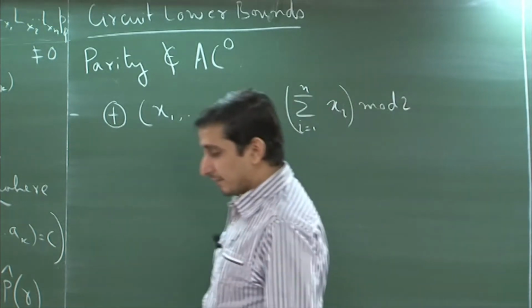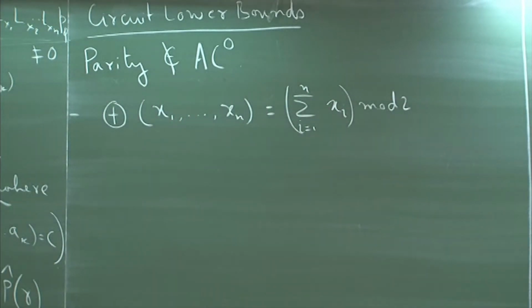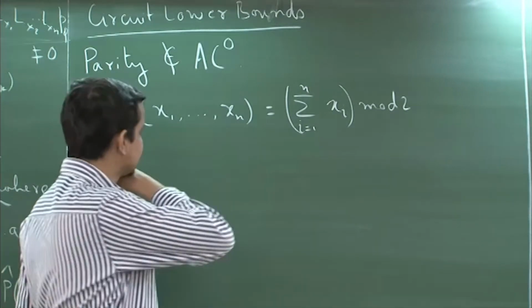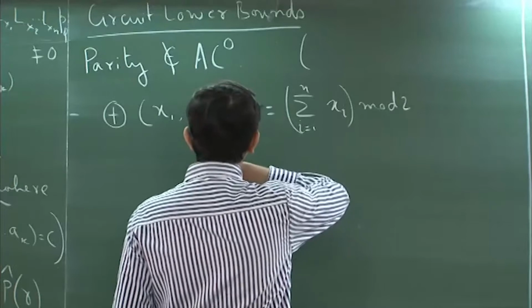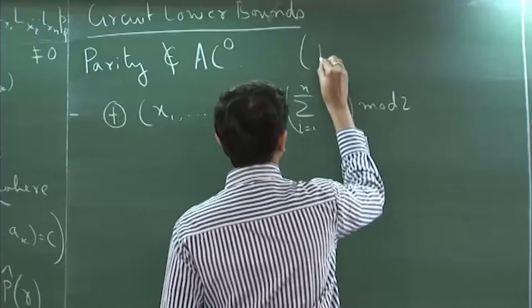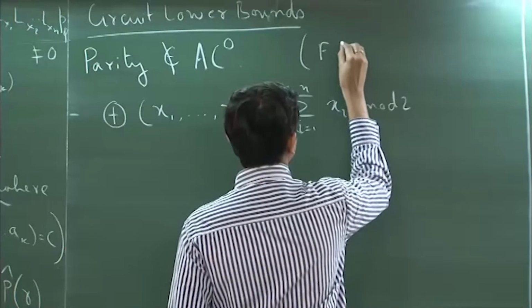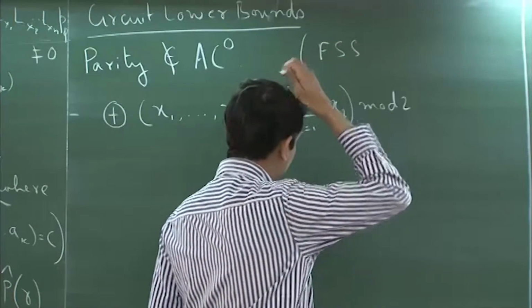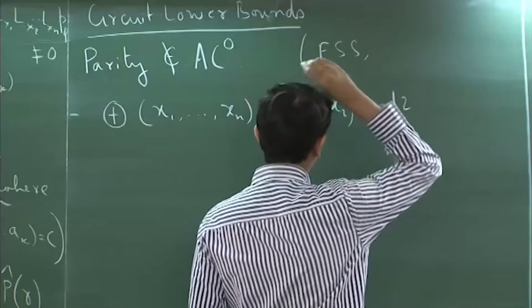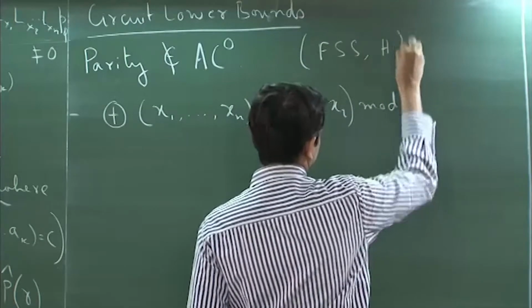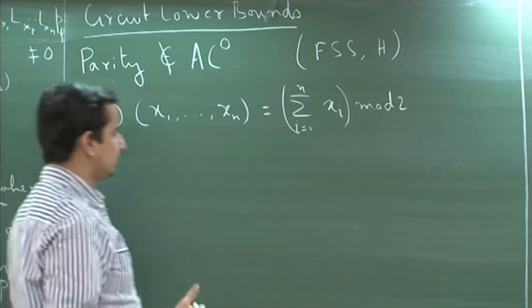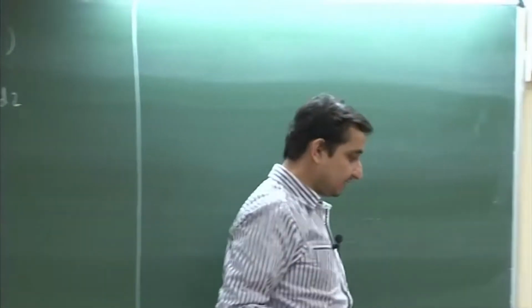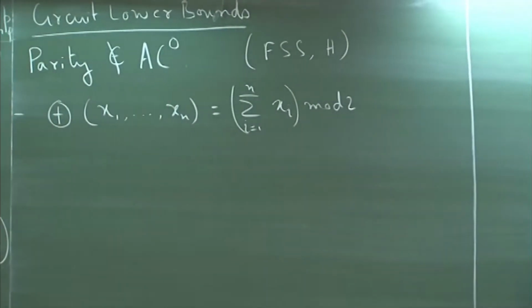There have been many proofs of this result. The first set of proofs were due to several people in different works: first Furst, Saxe and Sipser, and subsequently it was improved by Hastad later on. This was in the early 80s, and in Hastad's paper he showed a switching lemma.